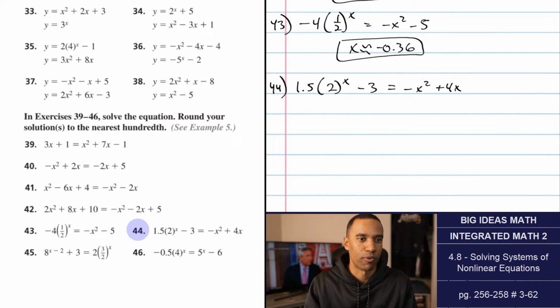All right, number 44. Y equals 1.5 times 2 to the x power raised to the x power minus 3. And then y equals negative x squared plus 4x.